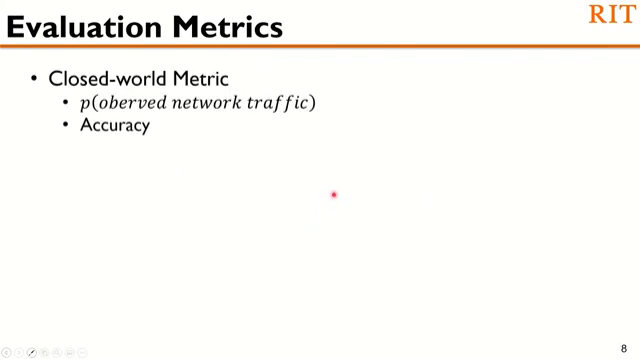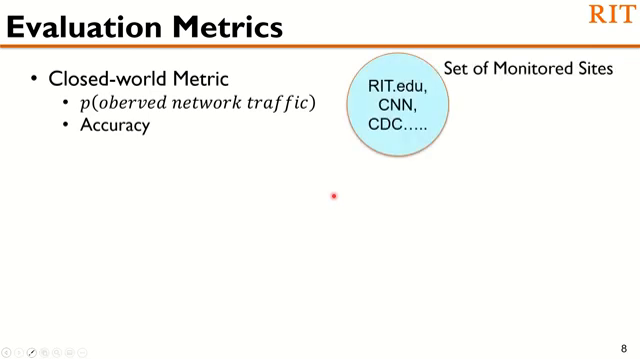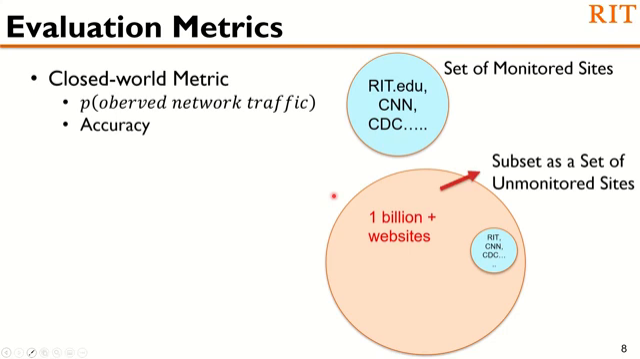To evaluate the performance of a website fingerprinting attack, we use accuracy as a closed-world metric. In the closed-world setting, the attacker trains his classifier with a set of sites of his interest. We call that the set of monitored sites. The assumption is that the client is visiting one of those monitored sites. We evaluate the success rate of the attack as the probability of the observed network traffic belonging to one of those monitored sites. However, this metric is not realistic as there are more than 1 billion sites on the web and a client may visit any of these sites.